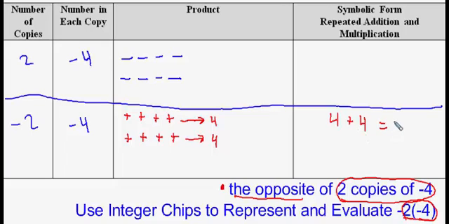Well, 4 plus 4 is 8, but remember what this means. That also means that -2 times -4 is 8, because that was the question, and we found the answer to be 8. So using multiplication, we would say the original problem was -2 times -4, and we found the answer to be 8.